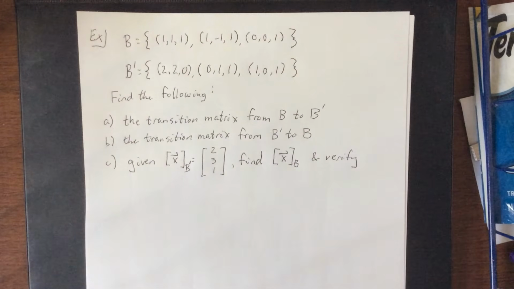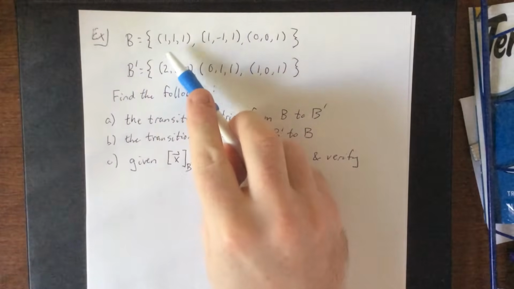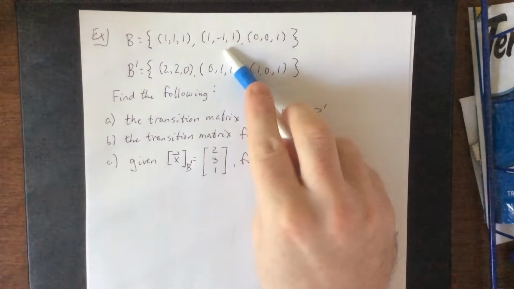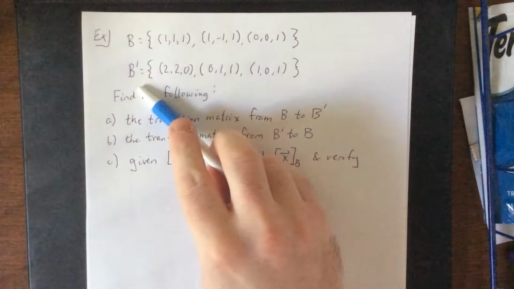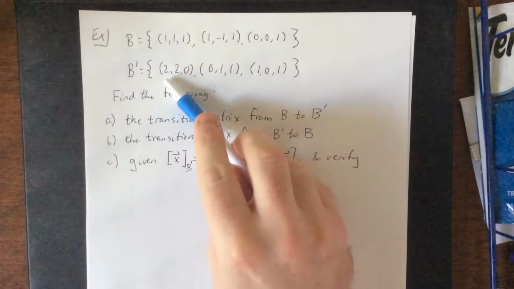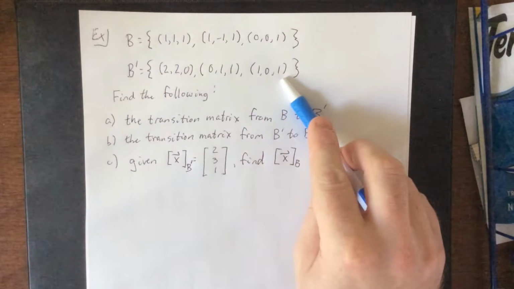In this example, we're going to deal with a couple of non-standard bases in R3. So the two bases that we're going to be dealing with will be basis B, which is comprised of the vectors (1, 1, 1), (1, -1, 1), and (0, 0, 1). Basis B prime will be comprised of the three vectors (2, 2, 0), (0, 1, 1), and (1, 0, 1).